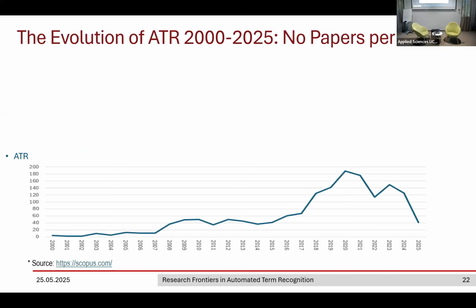So this is the evolution of automated term recognition in terms of the number of papers per year. The source for this diagram has been the Scopus database, so those sources are quite reliable. So what do we see here? We see that things started 20 or 30, or I would say 40 years ago. There are not a lot of publications.